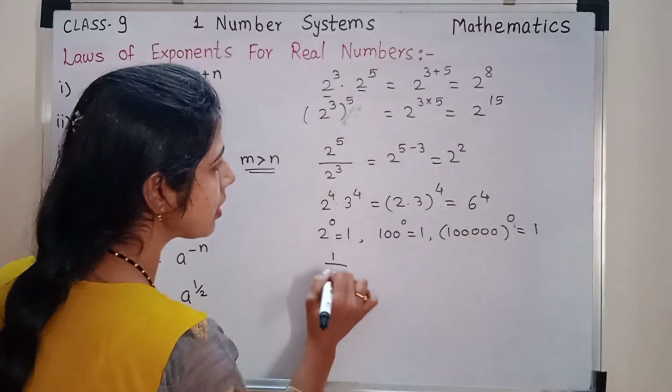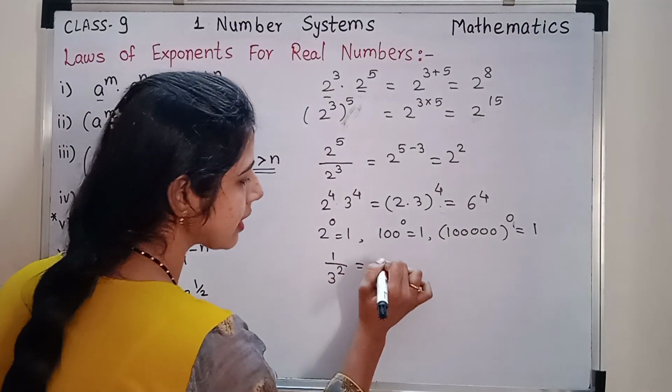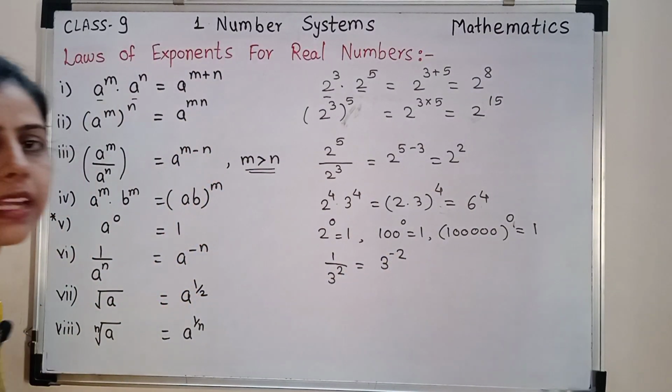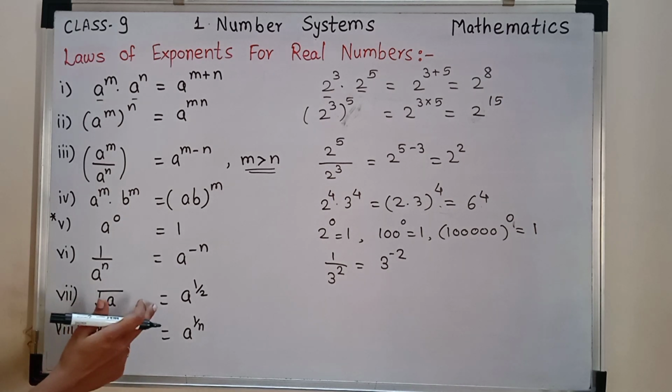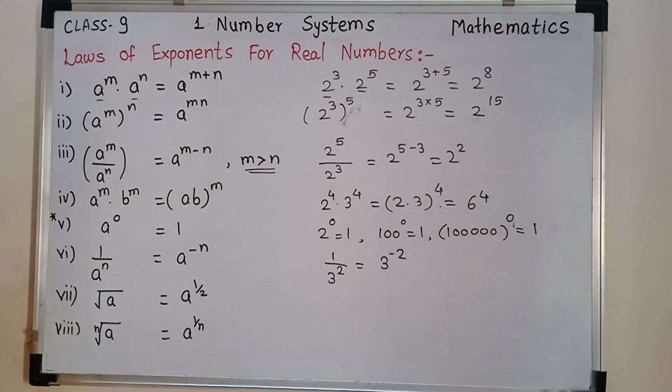Suppose 1 upon 3 raised to 2. So इसको कैसे लिख सकते हैं हम? 3 raised to minus 2. We can write this as 3 raised to minus 2. Now root, we know that root is what? Under root a can be written as a raised to 1 by 2 and nth root of a can be written as a raised to 1 upon n.